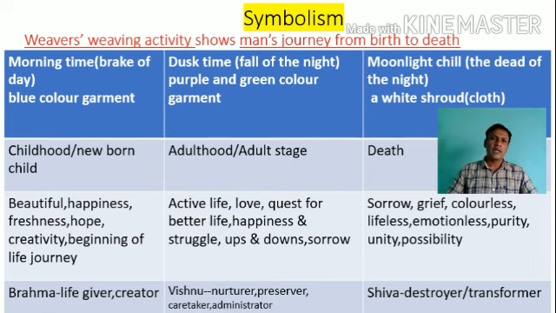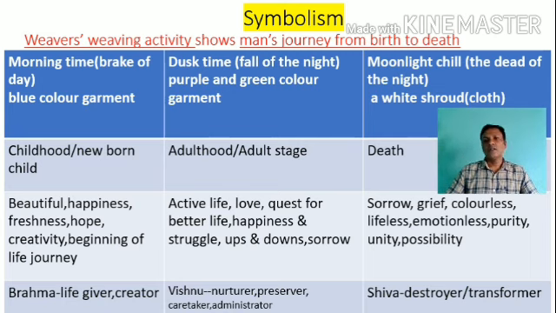In the third stanza, the time mentioned is the moonlight chill. Chill means calm. Calm night, dark night, late night or night. The time mentioned in simple words is night time. And at this time, the weavers are weaving a white shroud. Shroud means a cloth that is used to cover the body of the dead, that is used to wrap the dead body. That is called the shroud.